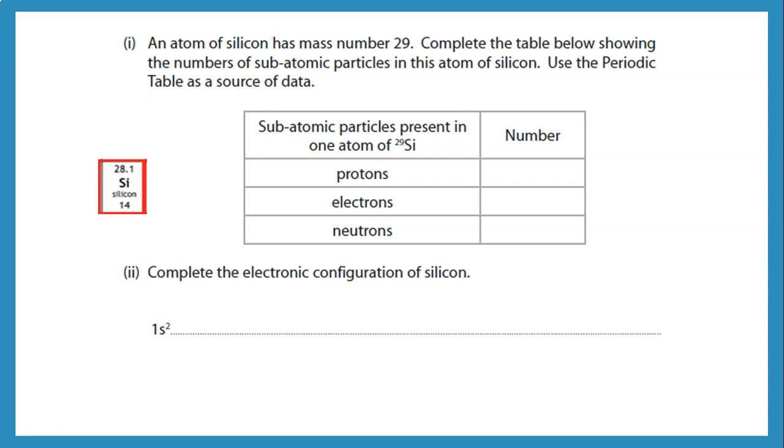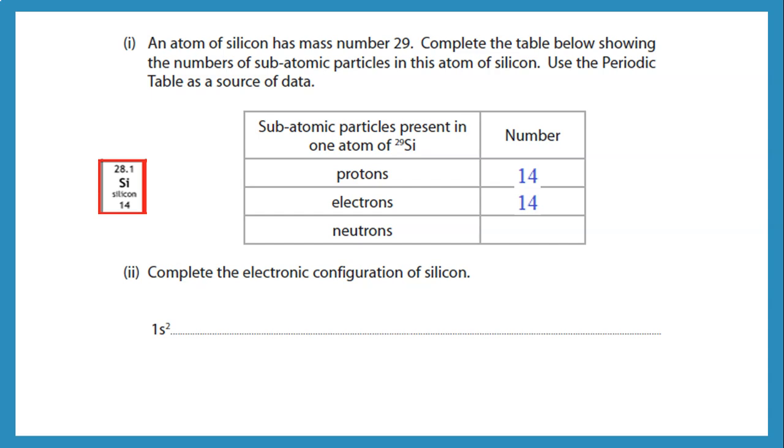Well, silicon, you look at the periodic table, it has an atomic number of 14. So that means I have 14 protons, 14 electrons, and he's talking about what? Remember, the mass number in the periodic table is 28. But he's not talking about that. He's talking about silicon 29. So please use the one he gives you.